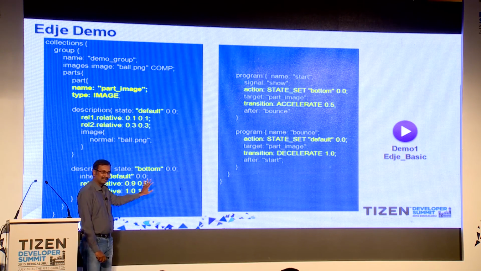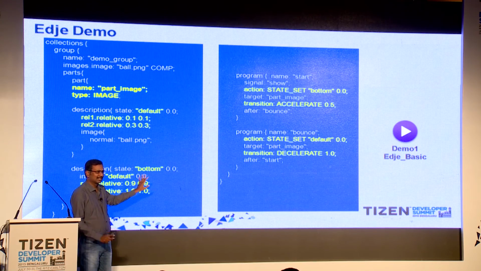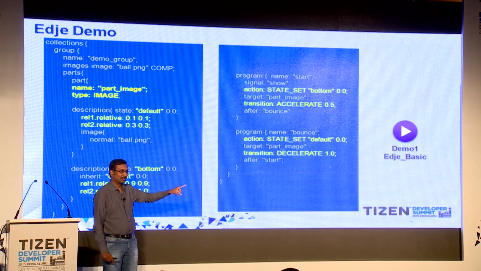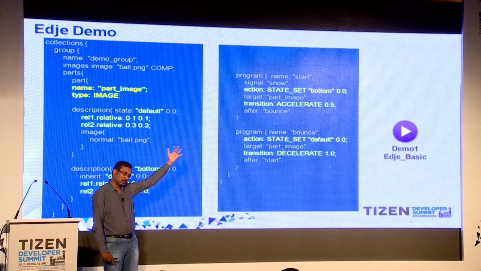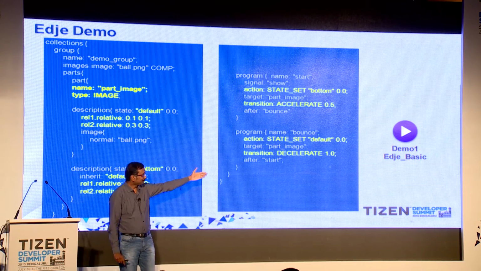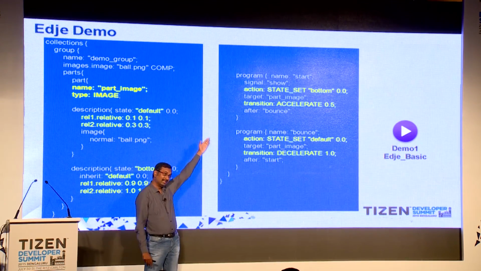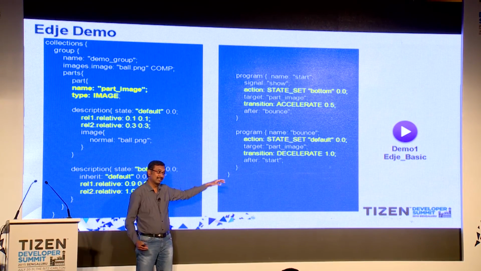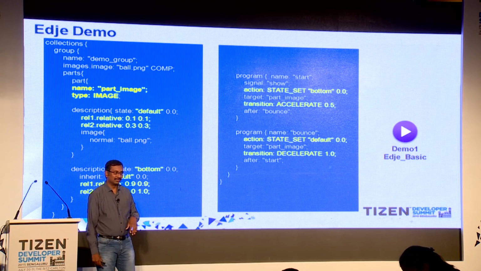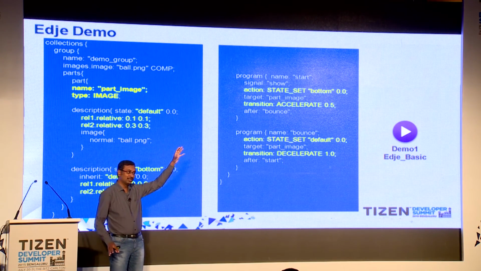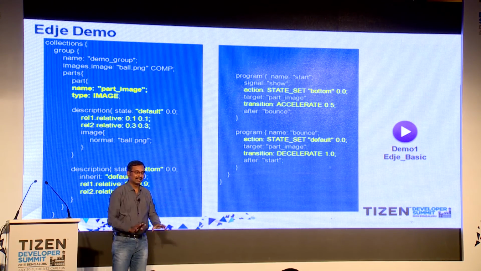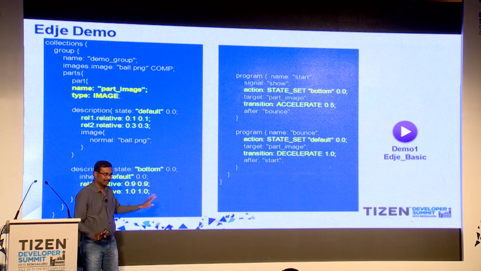Move from this state to this state, but not immediately, just next frame. Do it in 0.5 second and in accelerate mode. Start from slow to fast, and just repeatedly running these programs. Second one, from bottom, you move to the top again. But here now, accelerate. What does that mean? It's the opposite way, but do it in 1 second. Right? State change happens, but it's in steps. All these intermediate steps are taken care of by Edje EFL.